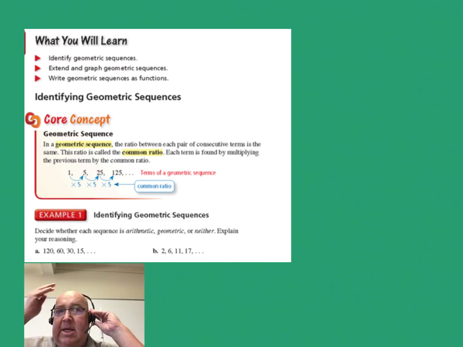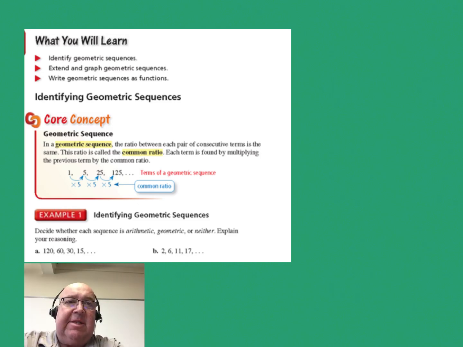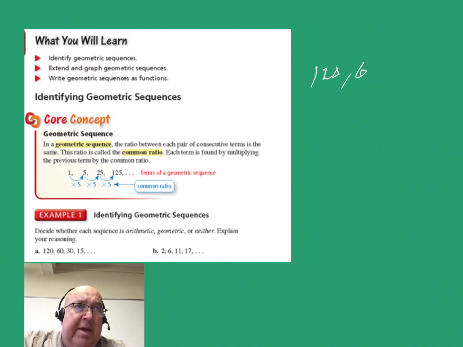Earlier, arithmetic sequences grew by adding a common difference or term number. We're going to be looking at geometric sequences today, and they have what's called a common ratio. So they are multiplied by the same number. So first thing we want to do is I'm going to list out the terms for the sequence A.